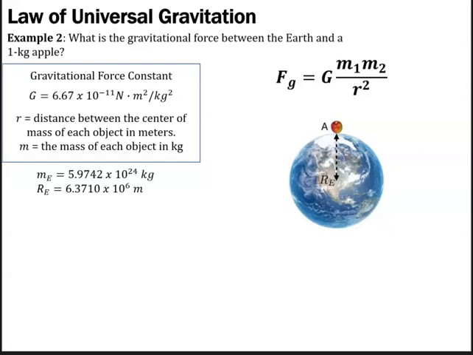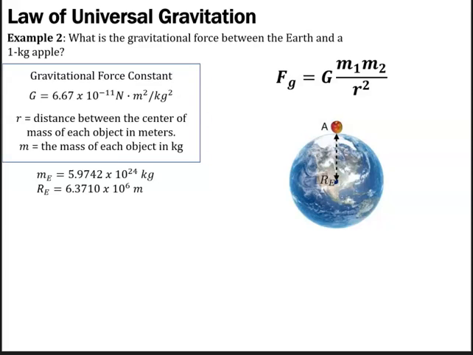So let's do another example. We want to know what is the gravitational force between the Earth and a 1 kilogram apple. So we have an apple sitting on the surface of the Earth, and obviously this is not even close to scale. To find the gravitational force between the apple and the Earth, we have to have the distance, which is going to be the radius of the Earth, the distance from the center of the Earth to the surface where the apple is.